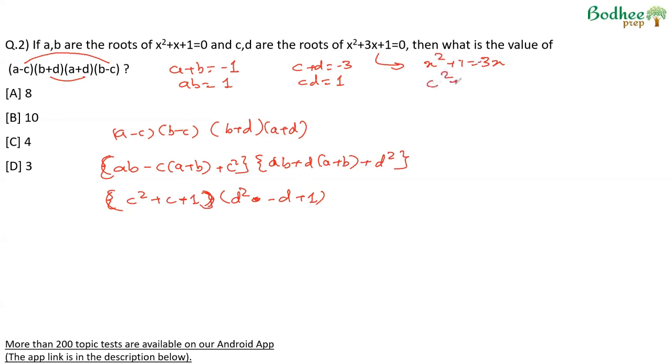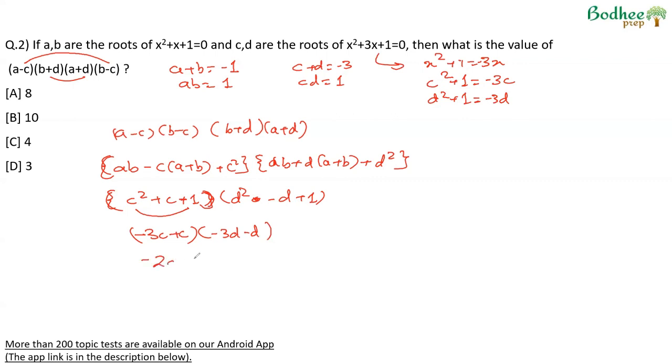So we can say c square plus 1 will be equal to minus 3c. When x is equal to c, this equation will be true. Similarly, d square plus 1 should be equal to minus 3d. So c square plus 1 can be substituted with minus 3c plus c remains. D square plus 1 can be substituted with minus 3d minus d remains.